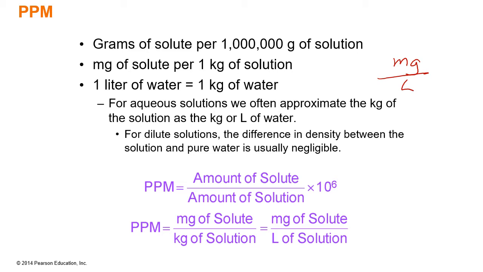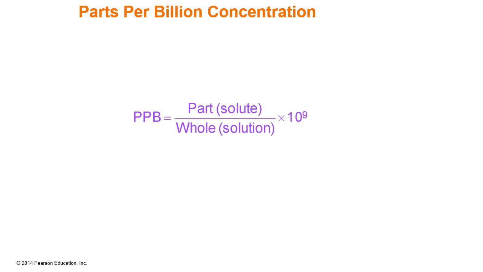And the reason that we can do this is because the density of water is 1 gram per milliliter. And so that means that a kilogram of water is equal to a liter of water. So for aqueous solutions, sometimes you'll see it represented as milligrams of solute per liter of solution. This only works for aqueous solutions, though. Parts per billion, same idea. It's the part of the solute over the whole solution, and again, same unit. But then we're multiplying by a billion, so 10 to the ninth.